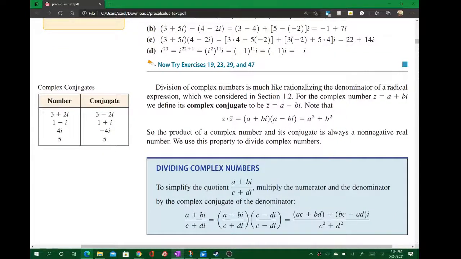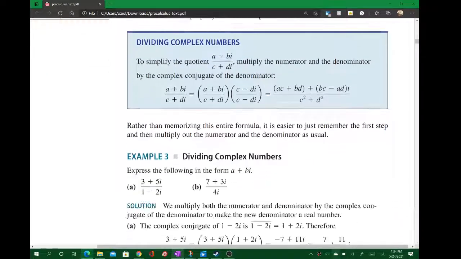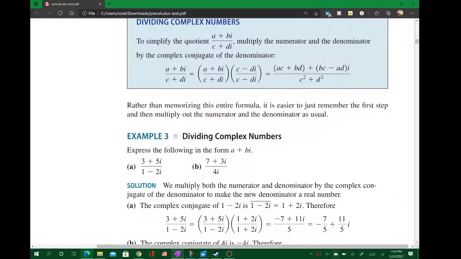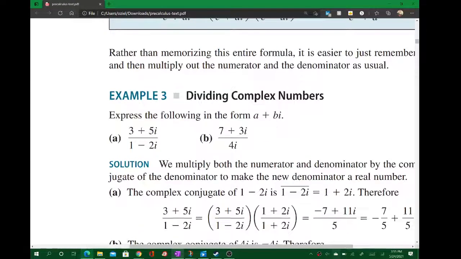So it says division of complex numbers is like rationalizing the denominator of a radical expression. That's very true. So anytime you have a plus bi over c plus di, you usually multiply by the conjugate of the denominator, that is c minus di, and you get something like this, right? So then we want to do these in the form a plus bi.